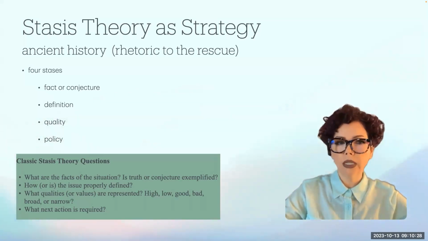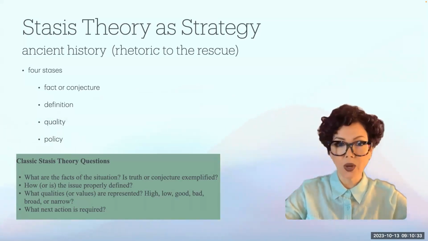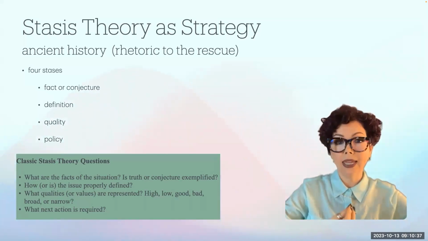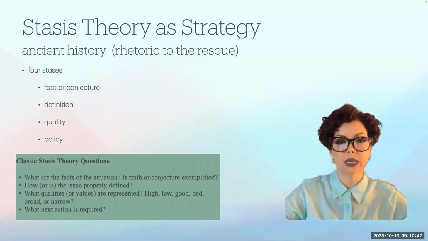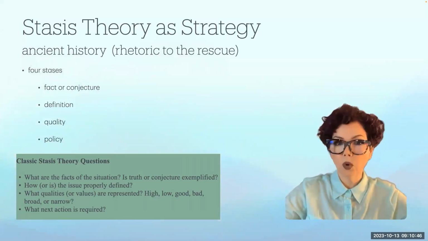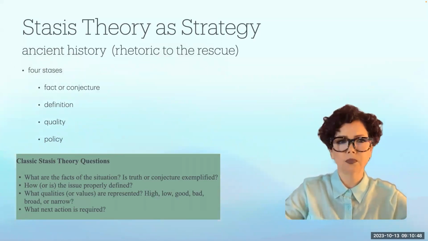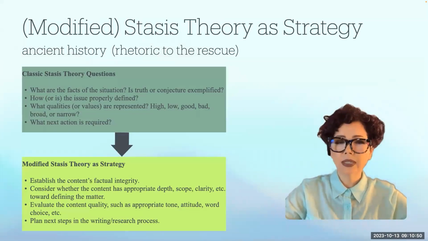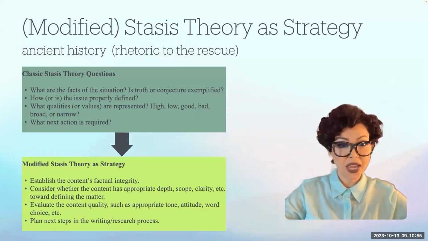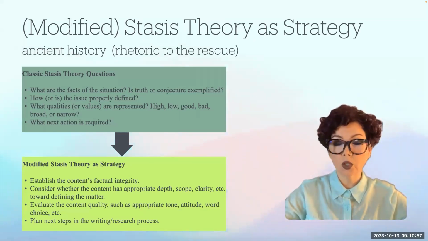And then what are the qualities or values that are represented? What's the tone here? The tone and the quality of the message also have a stake in the truth of it, or how you should move forward, such as biases, built-in biases, things along that line. And then next you ask, what is the next action? How do I go forward after doing this interrogation? And so what I saw, knowing stasis theory, is that with slight modification, this sequence of questions works quite well when applied to LLM generated content.